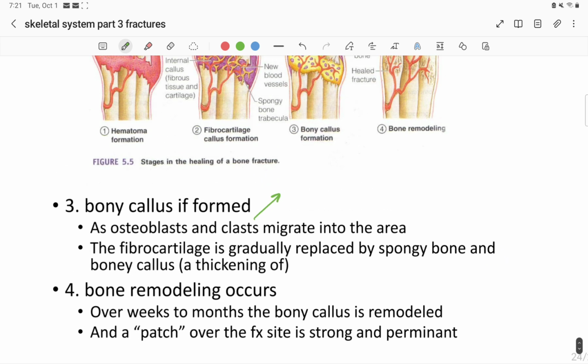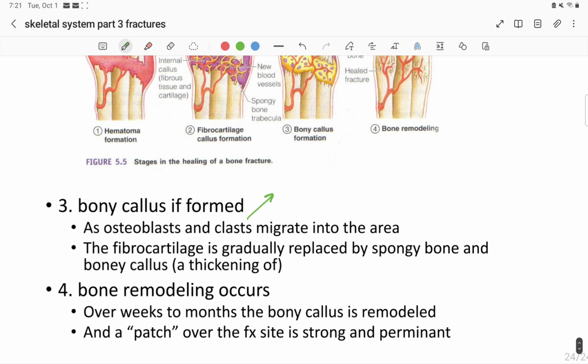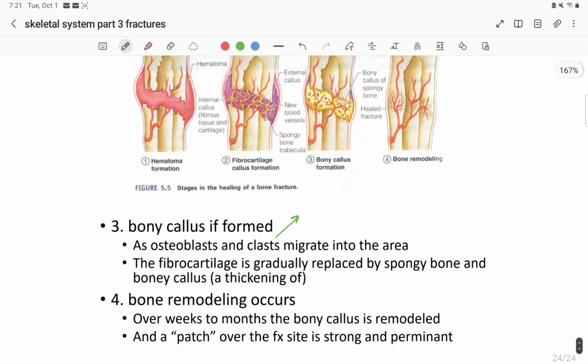And then the fourth part is bony remodeling. Calcium comes in and keeps getting deposited into the matrix, and the body keeps smoothing out the bone over and over again until it heals. Now, the actual remodeling part can be up to 2 years.